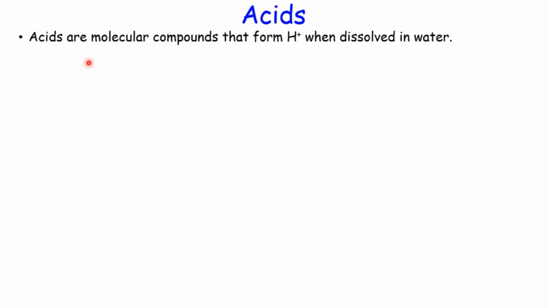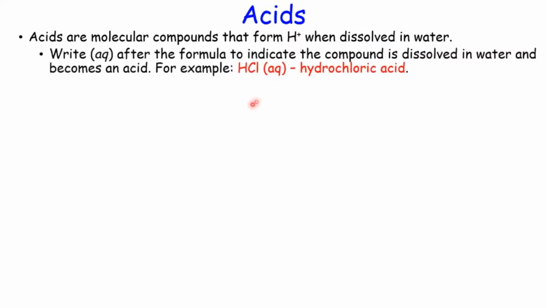Acids. Acids are molecular compounds that form hydrogen ions or protons when they dissolve in water. So therefore, it's important you write AQ means aqueous. So it simply means the substance is dissolved in water. One example here is HCl. If you see AQ, it means it's actually dissolved in water. It becomes an acid. So therefore, this is hydrochloric acid.